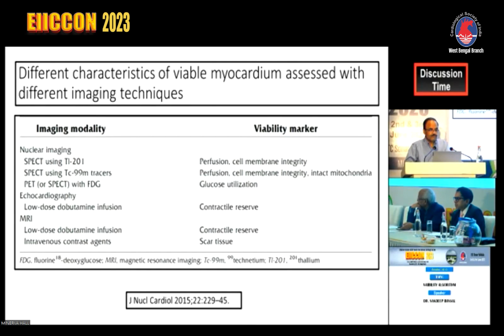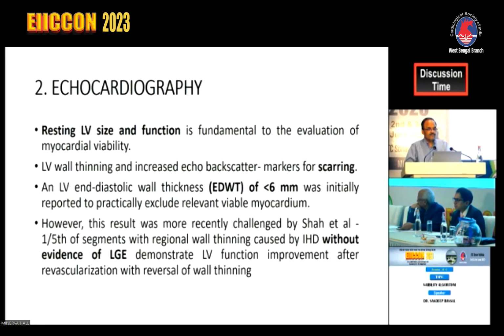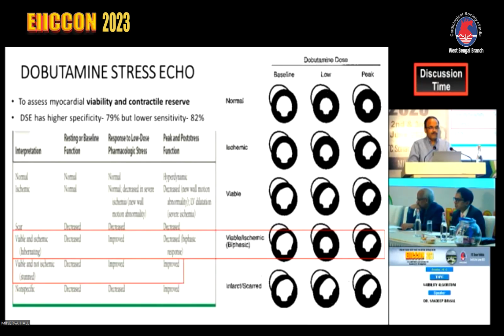predictor for viability. Now, as far as echocardiography is concerned, as I said, we have known that if the ventricular wall is excessively thinned out, a ventricular wall thickness of less than 6 millimeter is a very clear indicator that this is likely to be non-viable myocardium. And when we do dobutamine stress echo, these are the various types of responses that we can have.